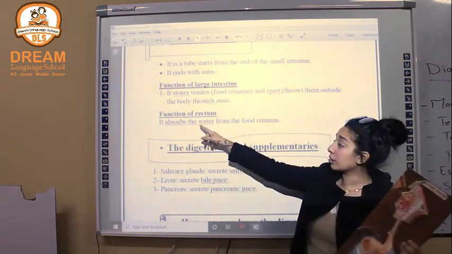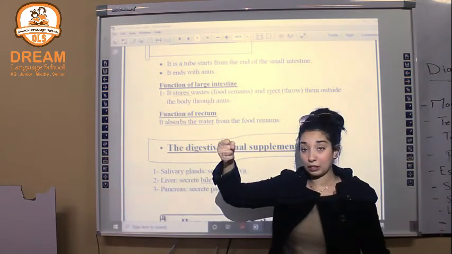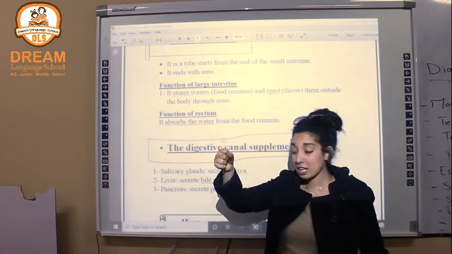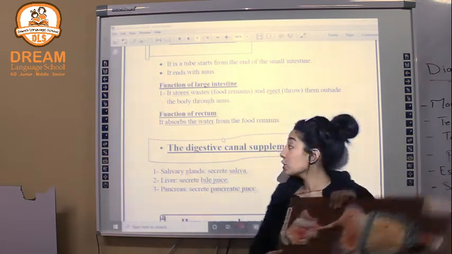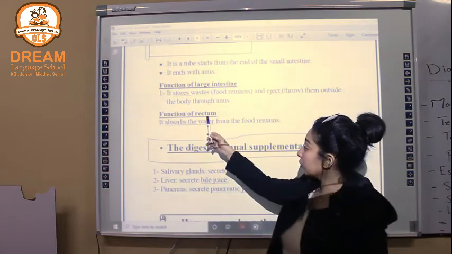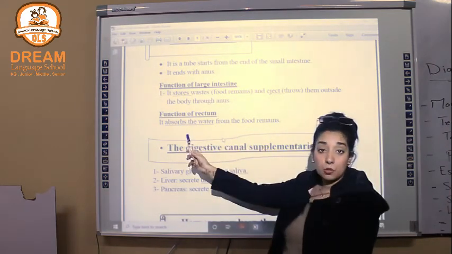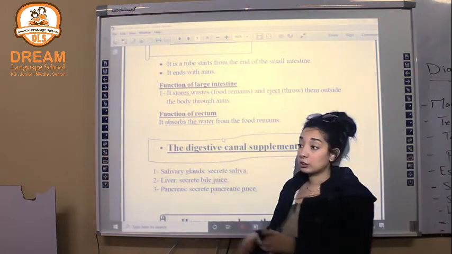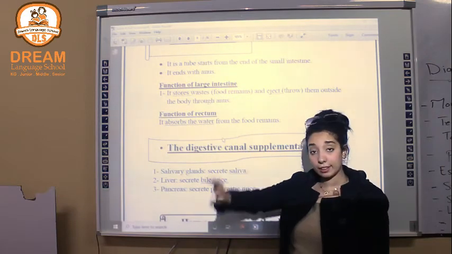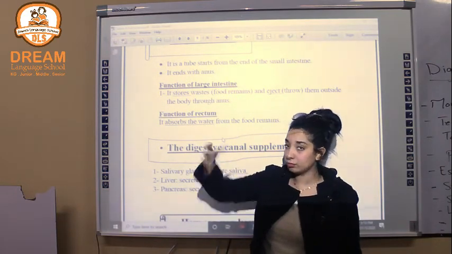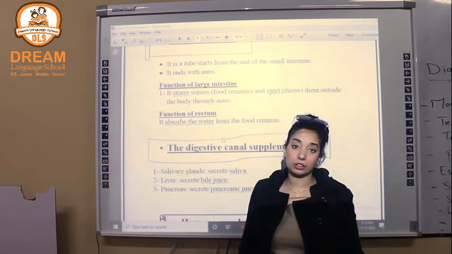So what is the function of the rectum? It absorbs the water from the food remains. It will take the food remains and squeeze them like this, and then it will take the water from them and then send them through the anus. So what is the function of the rectum? It absorbs the water from the food remains. So the food remains will be stored in the large intestine, then it gives them to the rectum, which will absorb the water, then leave them to go to the anus to get outside our body.